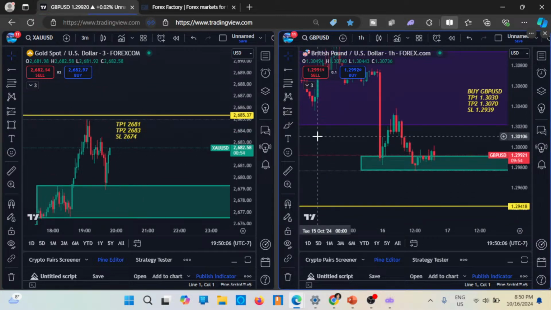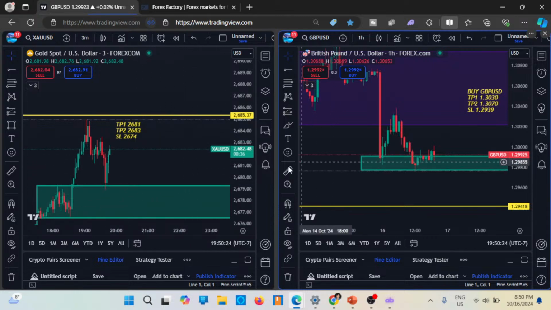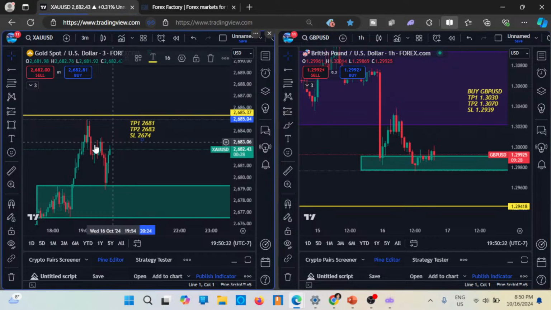Okay, gold is about to hit the second TP, which is at 2683. If you're still holding the trade, I'll start taking profit now. Okay, start taking the profit now, because this is a very risky buy that we took, because we're buying at the top. Okay, we're buying near a resistance, so that's extremely risky. So you don't want to be greedy and try to aim higher. Just start taking profit right away.